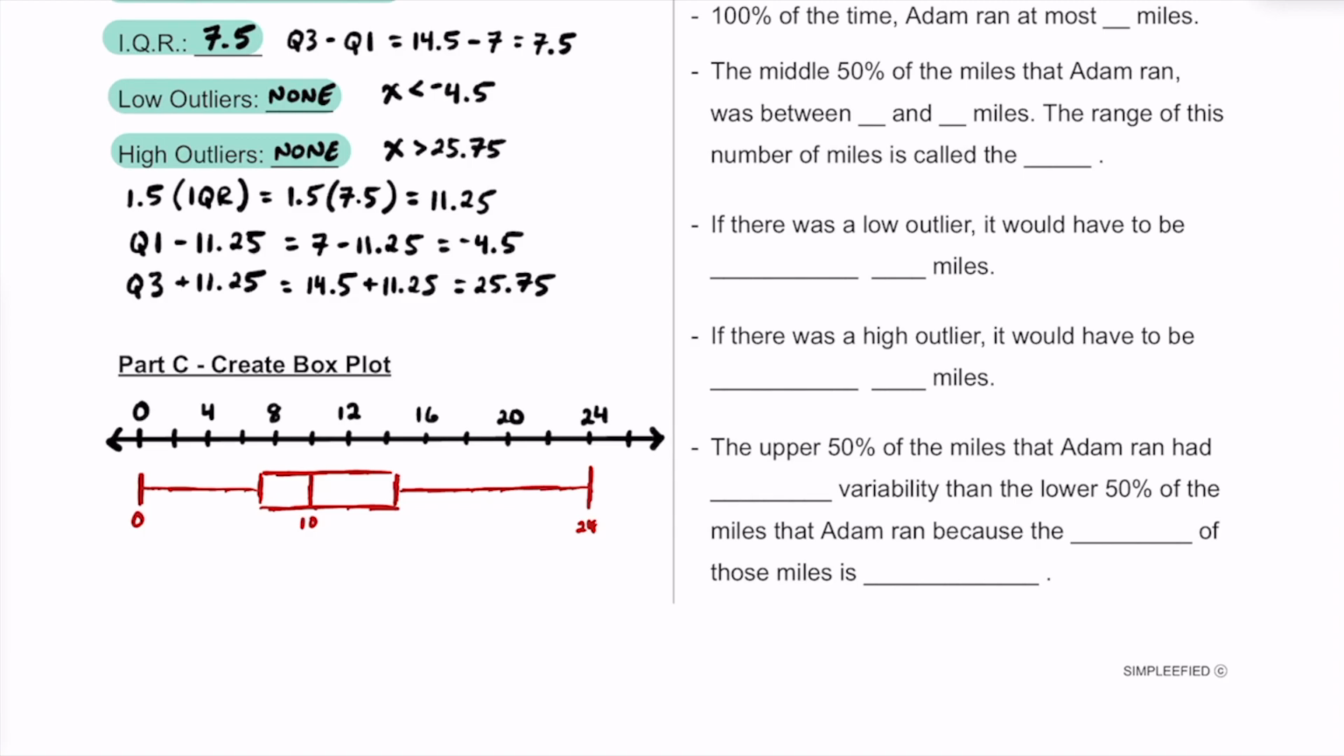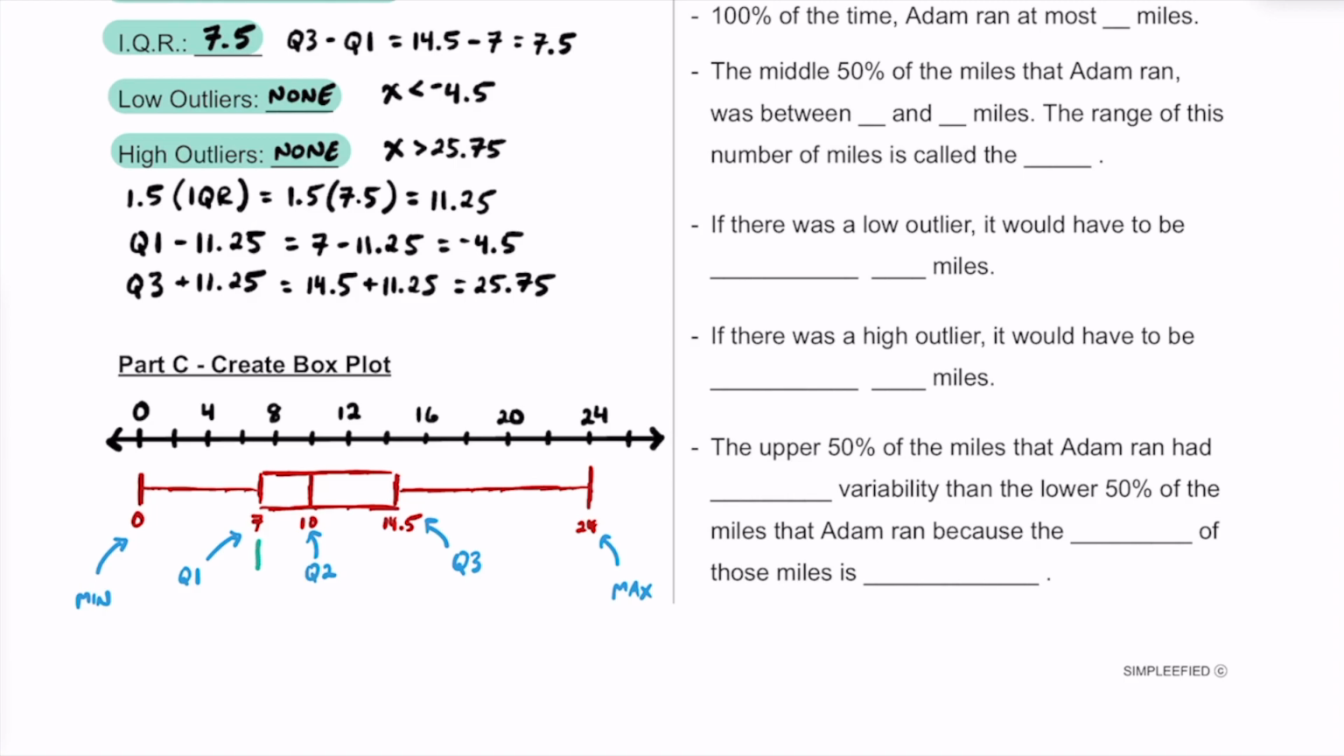And then we have our lower and upper quartiles of 7 and 14.5. There's our minimum. There's our maximum. Here's our lower quartile, or quartile number 1. There's our upper quartile, or quartile number 3. And there's our median, but we also call this quartile 2.